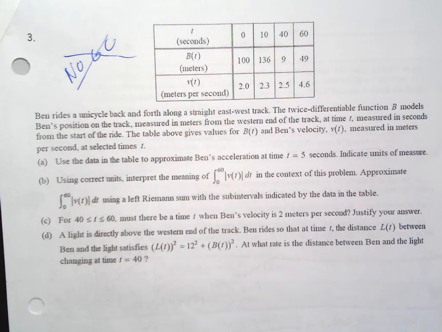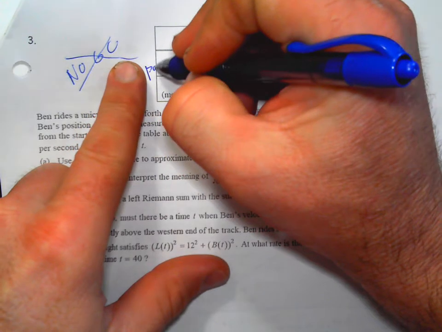It sounds like position. It sounds like rectilinear motion. Ben rides a unicycle back and forth on a straight east-west track. So this is one-dimensional motion. The twice differentiable function B. Twice differentiable means the first derivative exists everywhere, which means the original function has to be smooth and continuous. It means the second derivative exists everywhere, which means the first derivative needs to be continuous and smooth. Function B models Ben's position on the track, measured in meters from the western end of the track. Okay, so this is a position from the western end of the track.